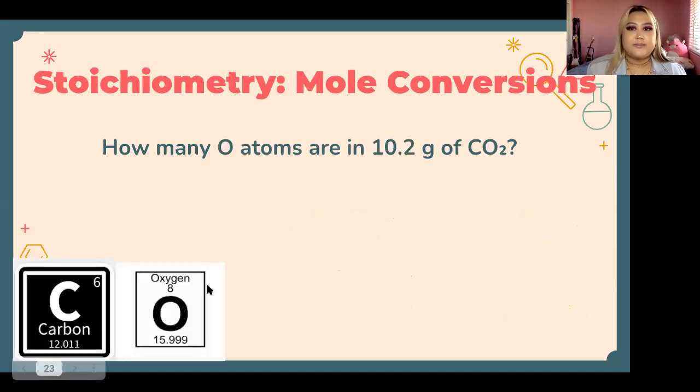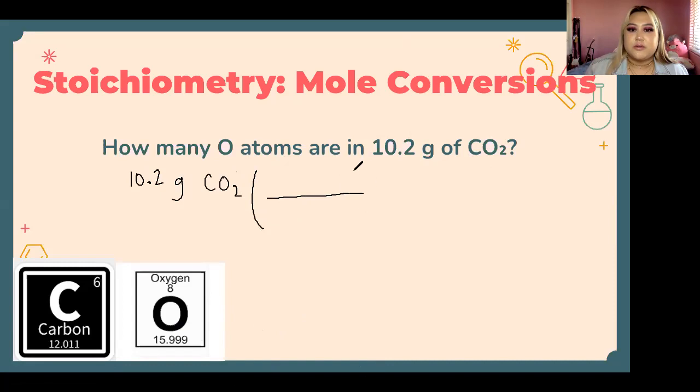Okay, so we're getting a little bit more difficult because there's a binary compound instead of just a single one. So how many O atoms are in 10.2 grams of carbon dioxide? So we have 10.2 grams of carbon dioxide. So what do we do to turn that into O atoms, oxygen atoms?